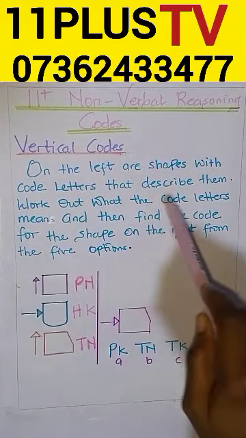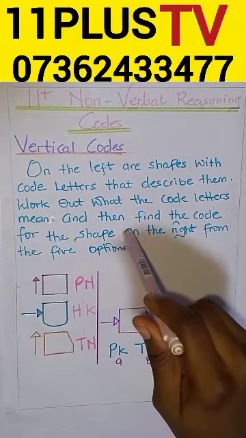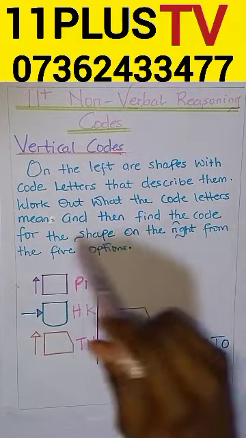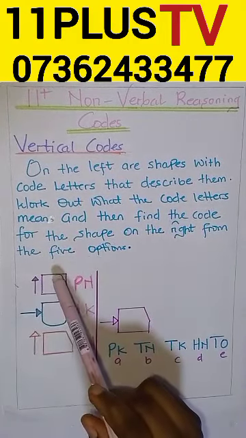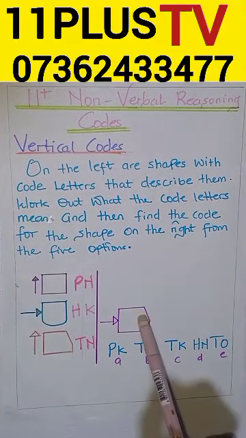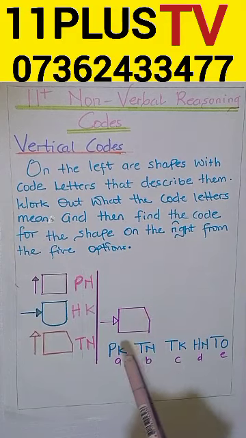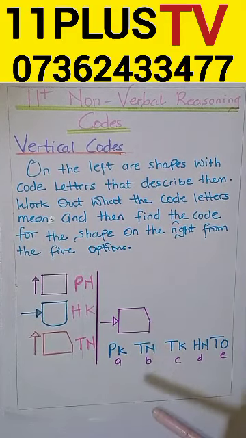Work out what the code letters mean and then find the code for the shape on the right from the 5 options. You can see that the shapes are arranged vertically, and you are to look for this shape on the right below the options to the question.